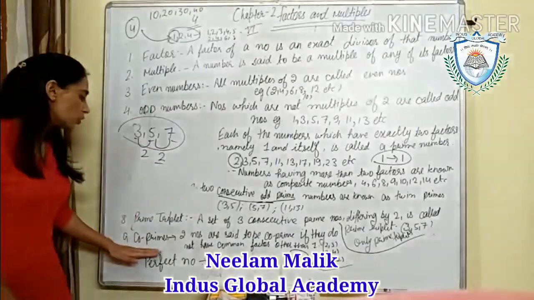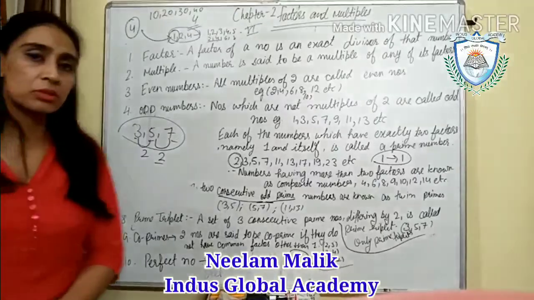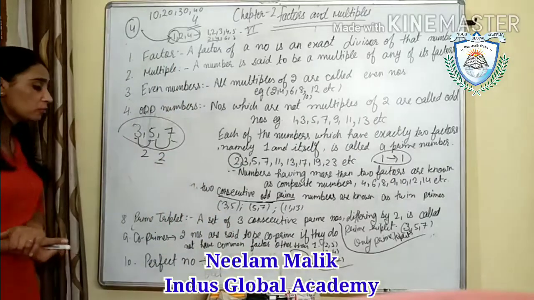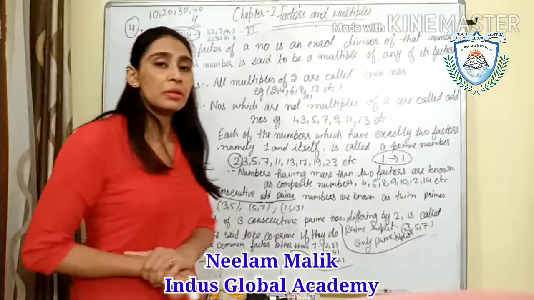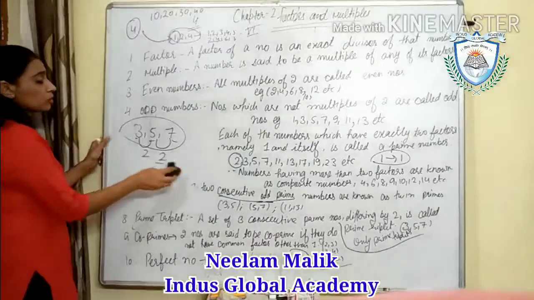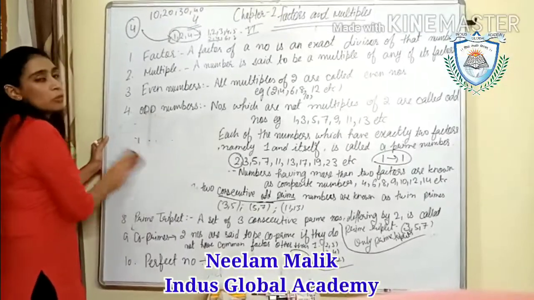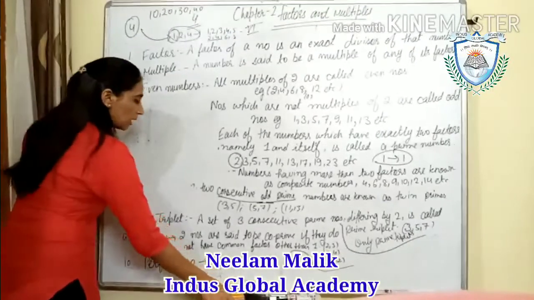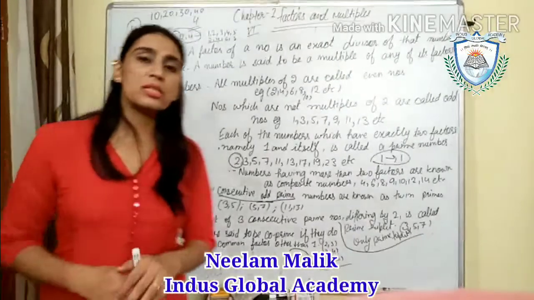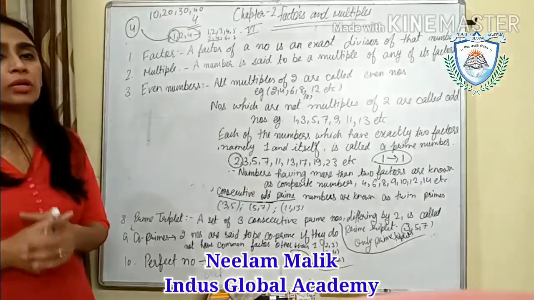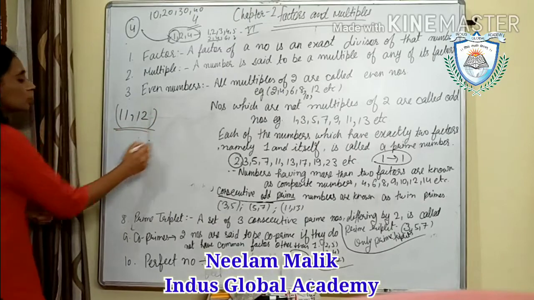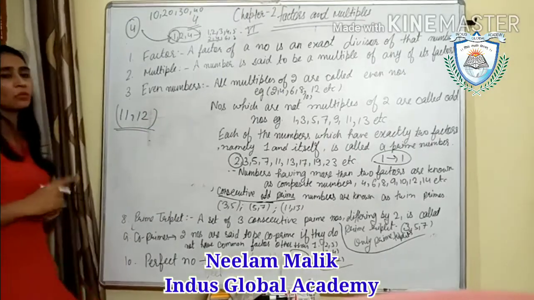Okay. Now the co-primes. What are the co-prime numbers? 2 numbers are said to be co-prime if they do not have common factors other than 1. It's not compulsory that both will be prime. Maybe one is prime and another is a composite number, but their HCF, or common factor, will be only 1. Suppose I am taking 11 and 12. These are co-prime because in 11 and 12 only 1 is common.